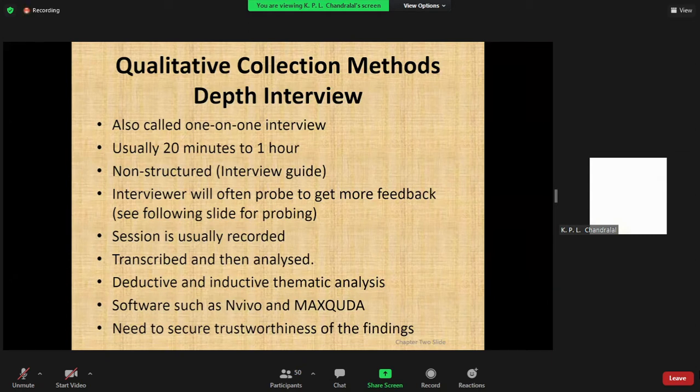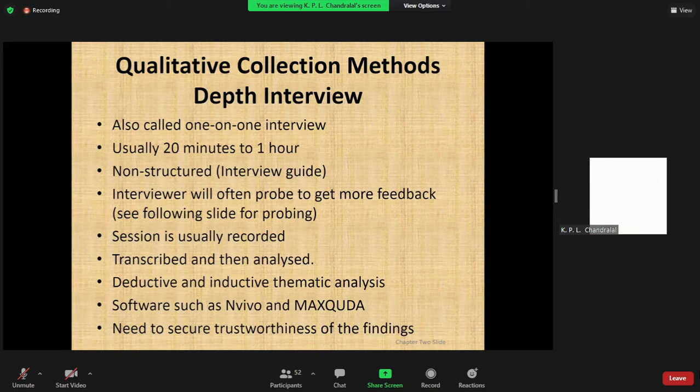This is what we call in-depth, because we let people talk more. We do not always disturb the interviewee or the participant. We let the person talk. But from time to time, you can ask probing questions. That means if you are not happy about the depth of the answer given by the participant, then you can ask more probing questions.